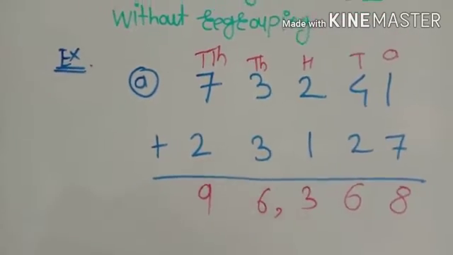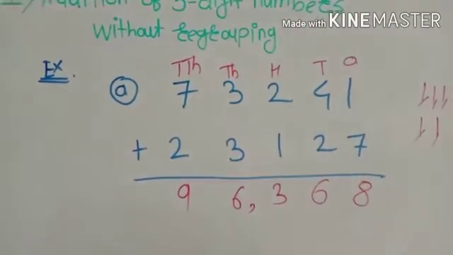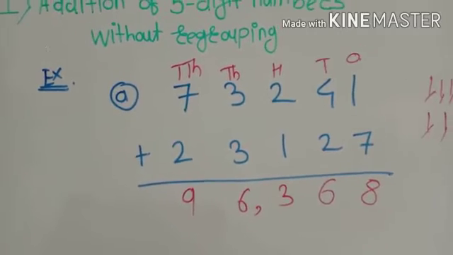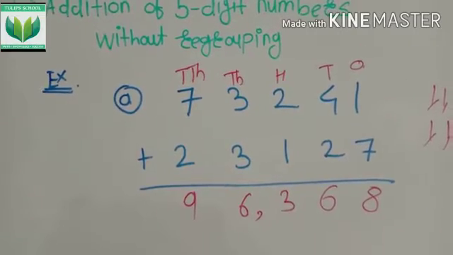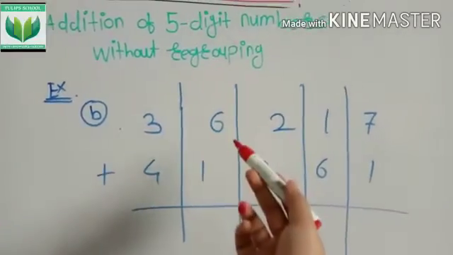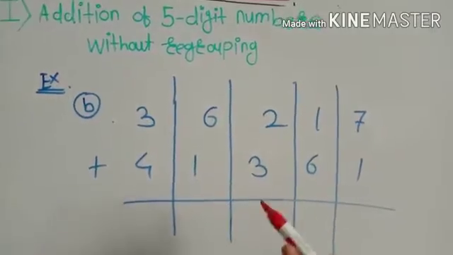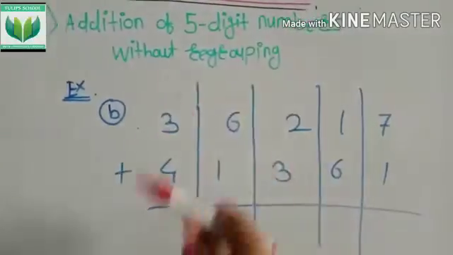Okay, 96,368. Now let's see the second example of without regrouping. Okay, now look at the second example. 36,217 plus 41,361, we have to add and take out this sum.